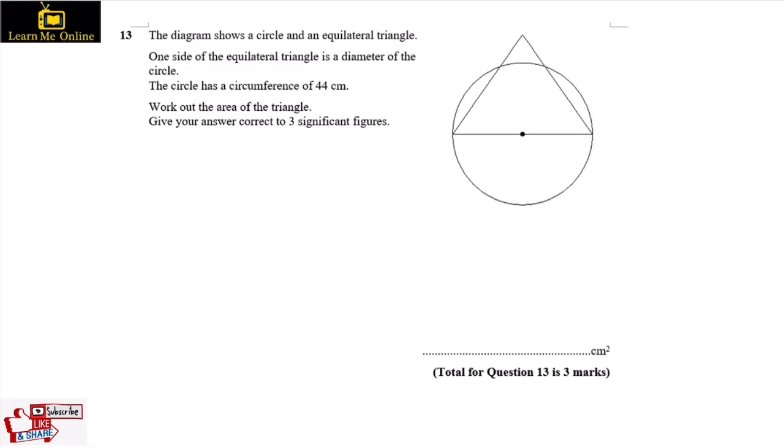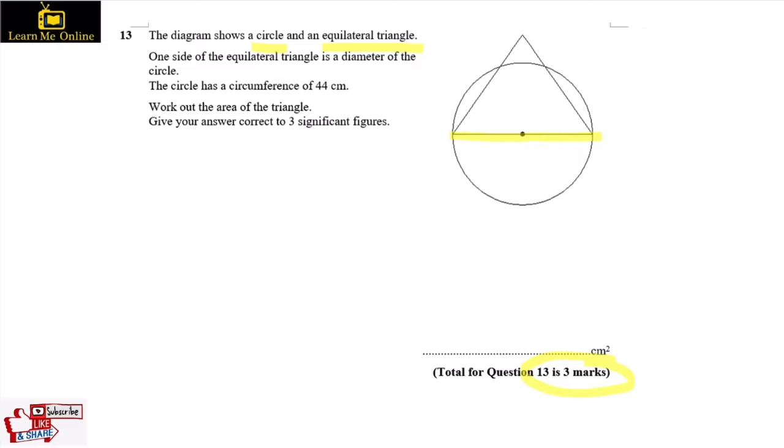Okay, so we have got question number 30 now, and it's for 3 marks. This says that the diagram shows a circle with an equilateral triangle. Equilateral triangle means all 3 sides are the same, and the angles are 60, 60, 60 each. One side of the equilateral triangle is the diameter of the circle. So we can see that this represents the diameter of the circle. The circle has a circumference of 44 centimeters.